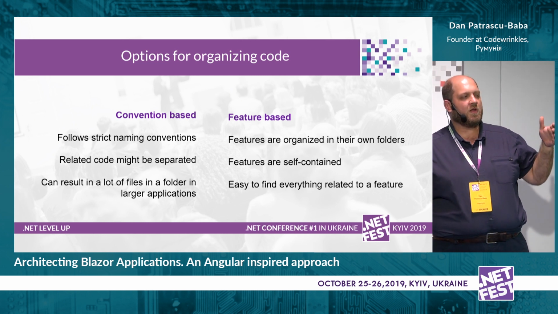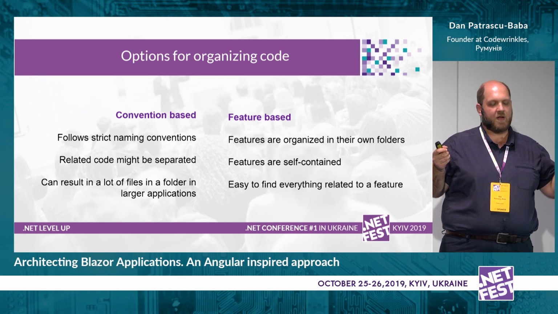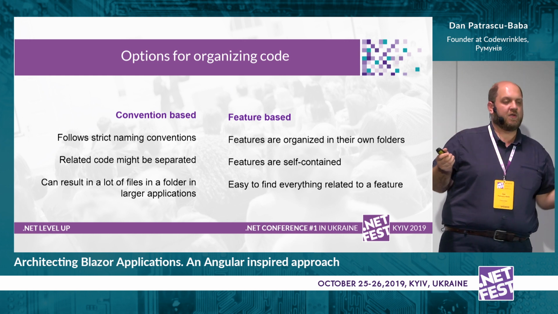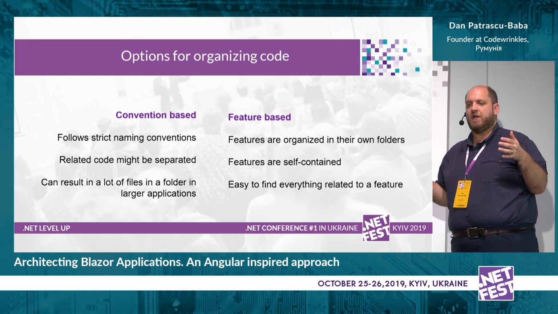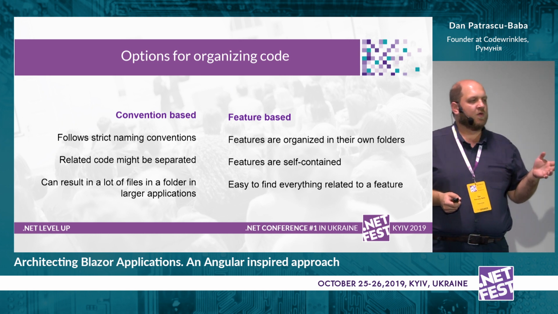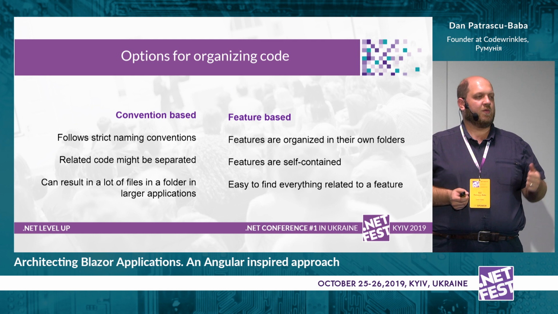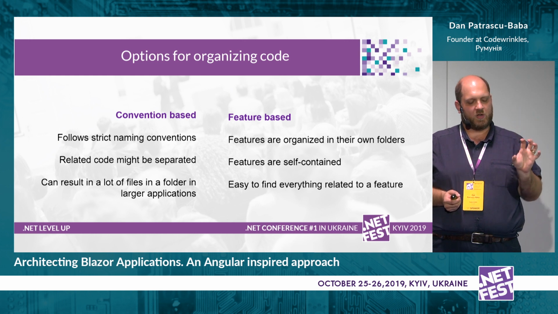So in that case, we would have a folder like, I don't know, users. And maybe in that folder, we would have all related files or subfolders to this users functionality. So we would have maybe the view models, we would have controllers, we would have whatever else is needed for this specific feature to work.